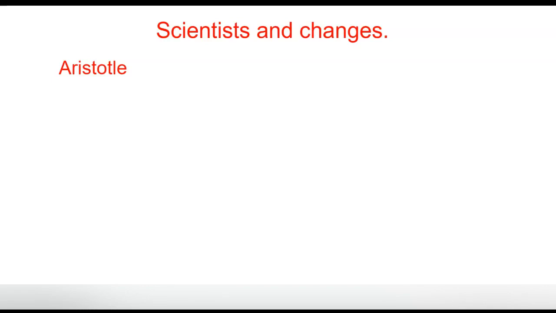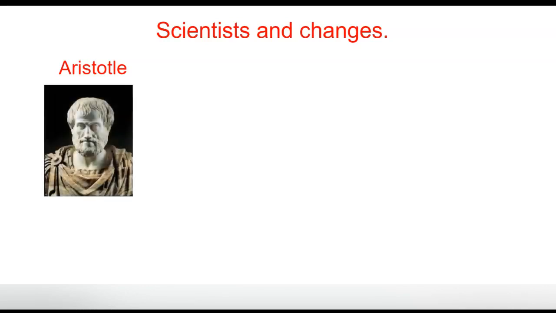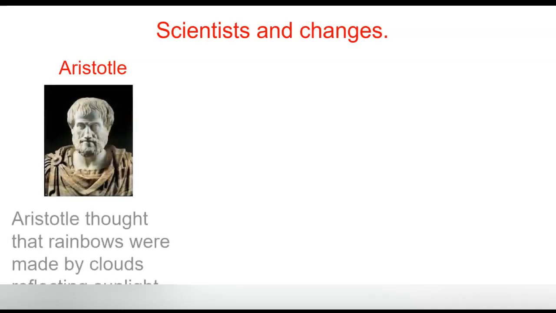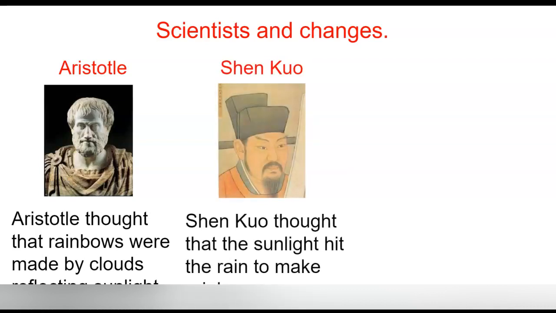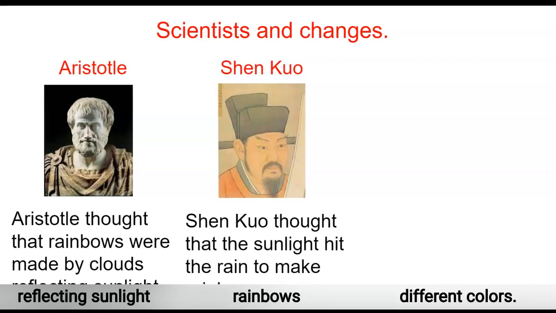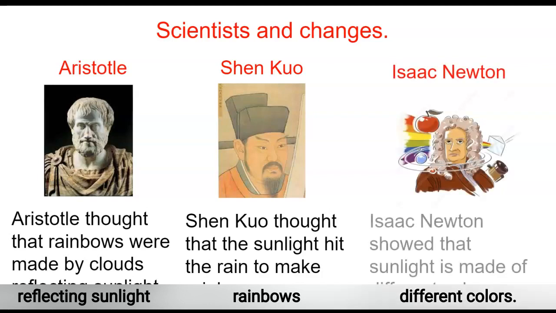If we think about scientists' ideas about rainbows, well, we have Aristotle, a Greek philosopher, a Greek scientist. He thought that rainbows were made by clouds reflecting sunlight. A few hundred years later, we've got Shenku. He thought that the sunlight hit the rain to make rainbows. And then more recently, we have Sir Isaac Newton. Isaac Newton showed that sunlight is made of different colours, and that's why we get a rainbow.